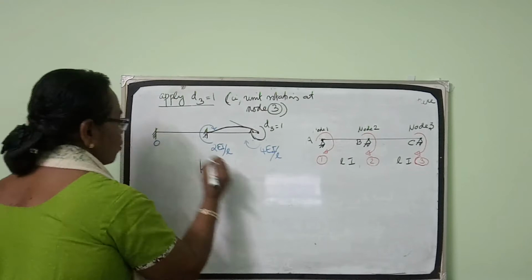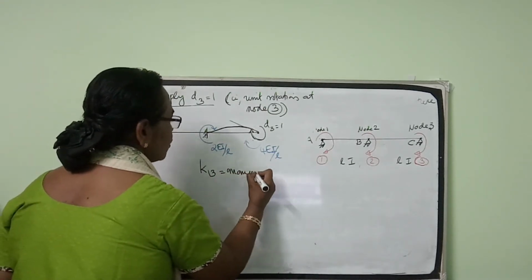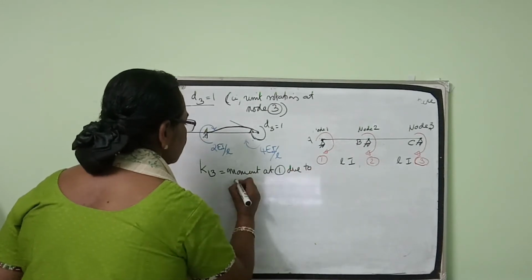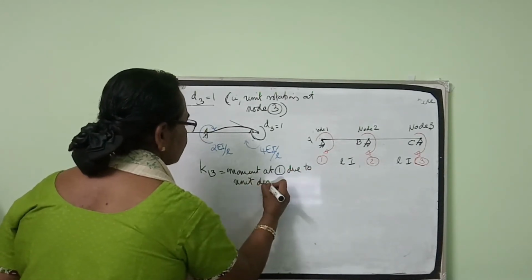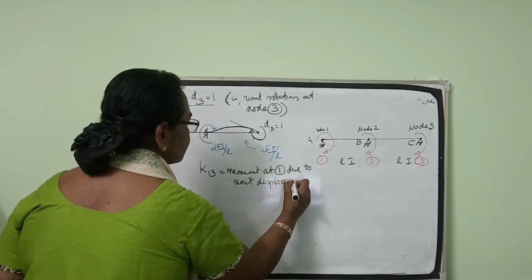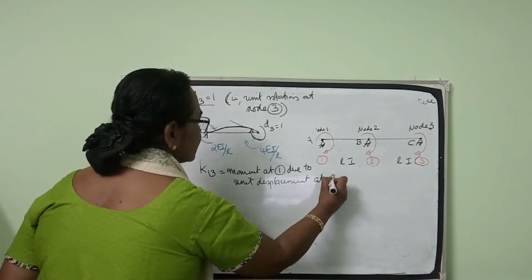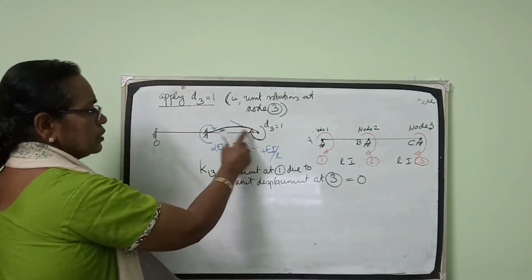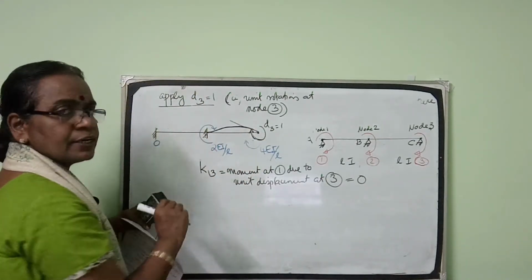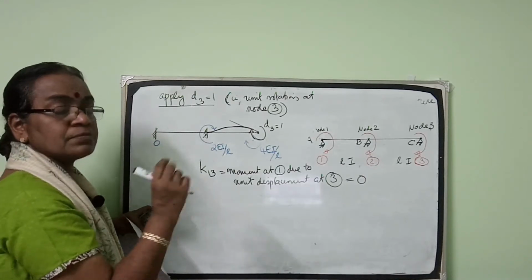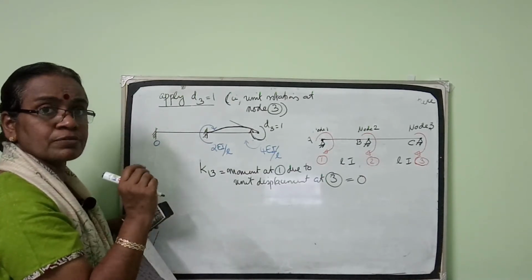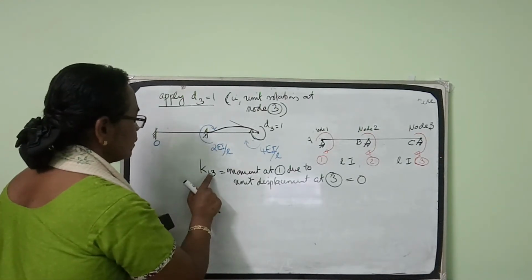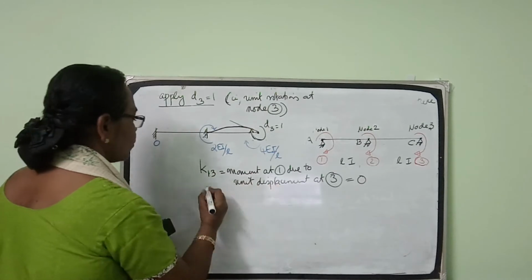K13 is moment at 1, or the force induced at 1 due to unit displacement at 3, is equal to 0. When we give unit displacement at this point, these 2 points should not have any displacement. If they are allowed to displace, there will not be any force. Only when the movement is restricted, force will be developed. So K13 is equal to 0.